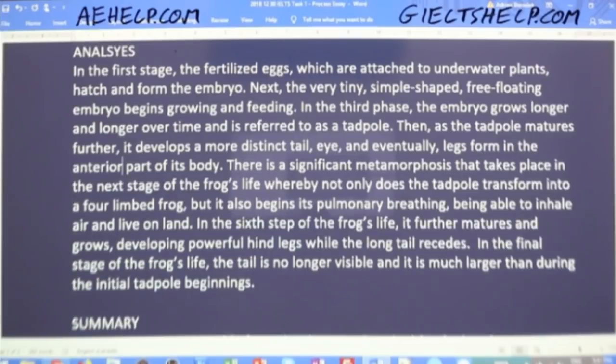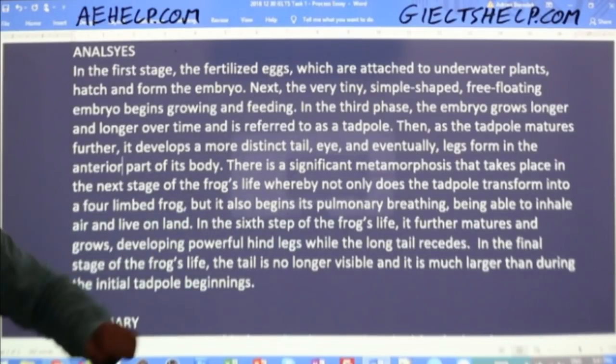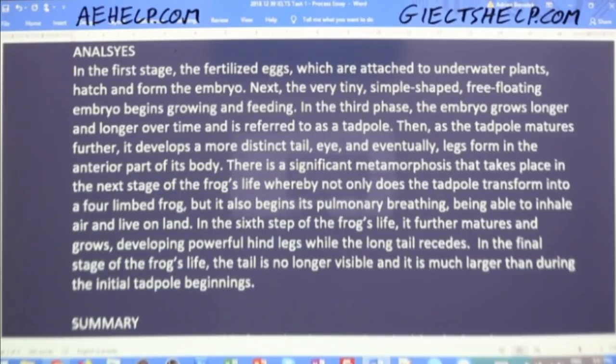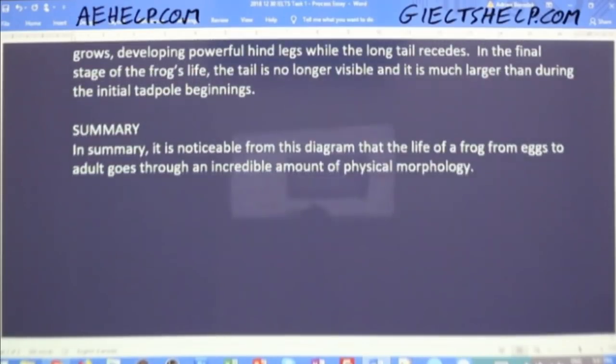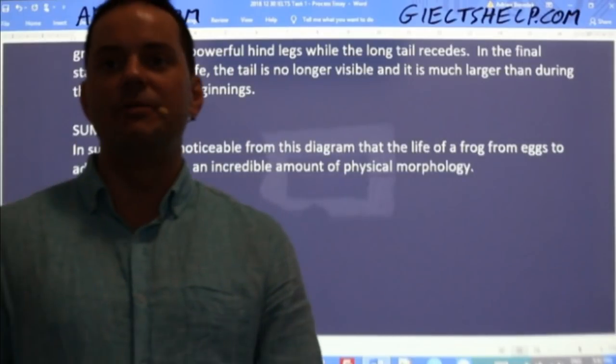In the 6th step of the frog's life, it further matures and grows, developing powerful hind legs while the long tail recedes. In the final stage of the frog's life, the tail is no longer visible and it is much larger than during the initial tadpole beginnings. In summary, it is noticeable from this diagram that the life of a frog from eggs to adult goes through an incredible amount of physical morphology. Again, write that. You will have a band 9.